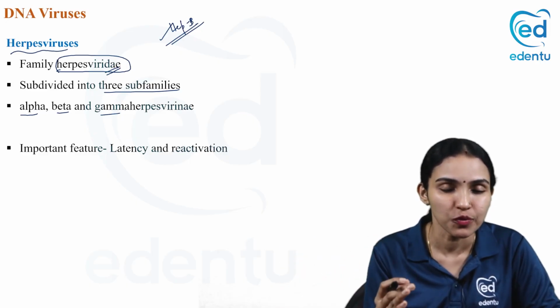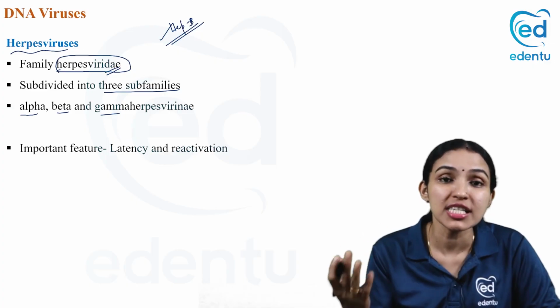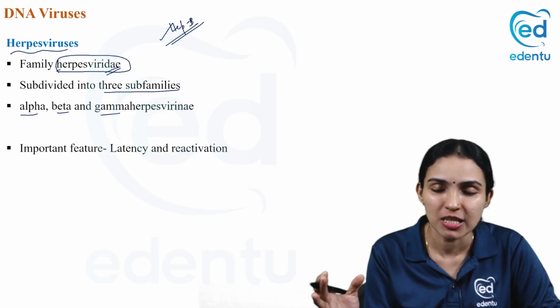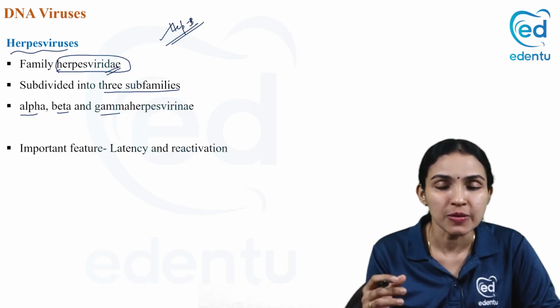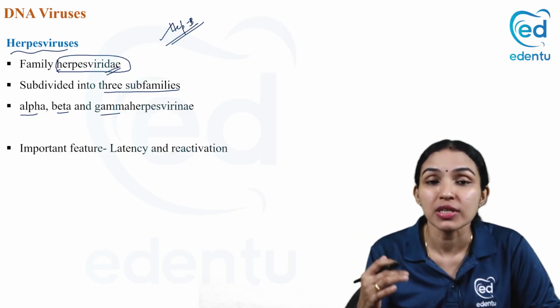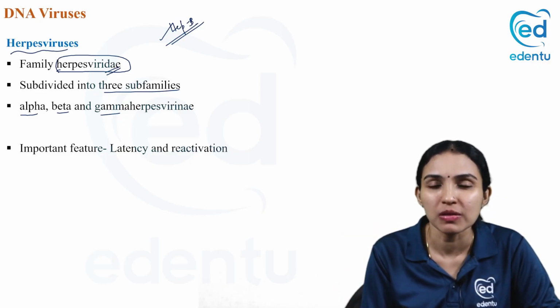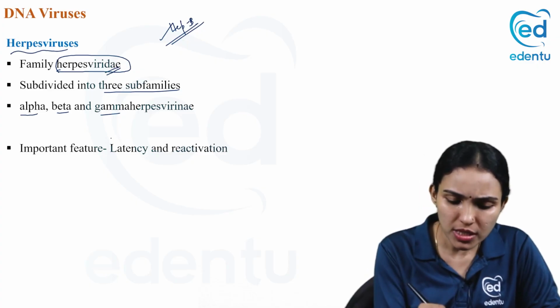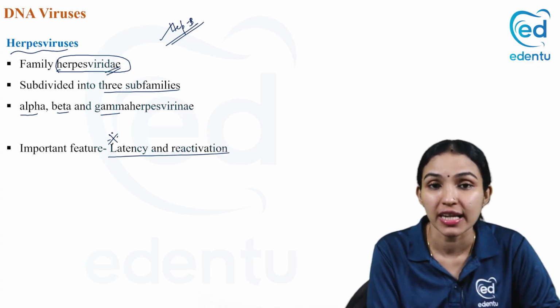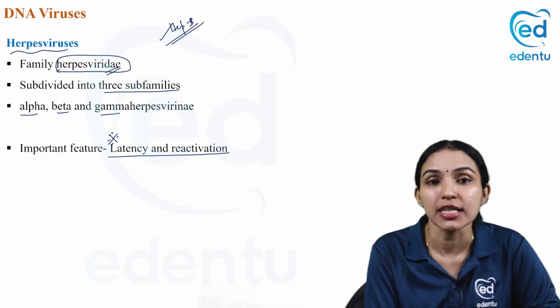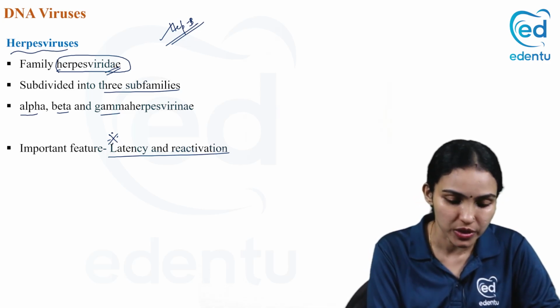Once you get an infection, you are subjected to lifelong latency by the virus. The virus is very difficult to eradicate. So what happens is, at any point of time, you can get a reactivation of the virus. That is the problem with this group of viruses. So when you hear about herpes virus, please remember it has the risk of latency and reactivation. That is the important property of herpes virus.